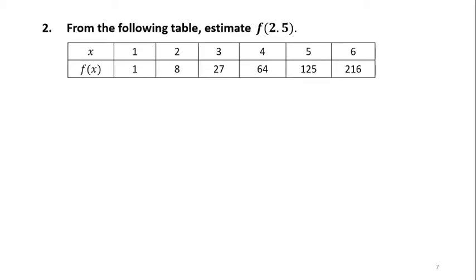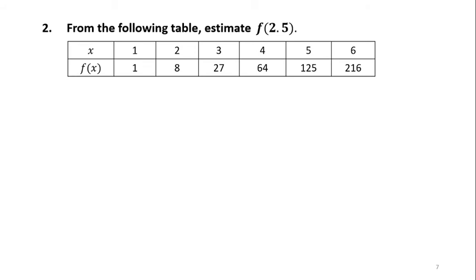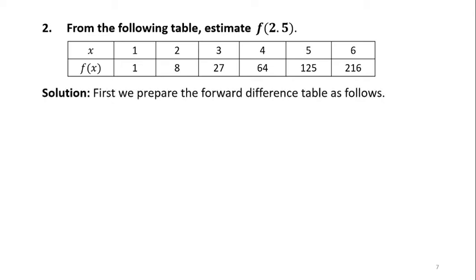Now second problem. From the following table, estimate the value of f of 2.5. The values of x are 1, 2, 3, 4, 5, 6 and corresponding values of f of x are 1, 8, 27, 64, 125 and 216. Here observe that h is equal to 1 because the values of x are equally spaced by 1. 1 plus 1 is 2, 2 plus 1 is 3, 3 plus 1 is 4, 4 plus 1 is 5 and 5 plus 1 is 6. So h is equal to 1 here.